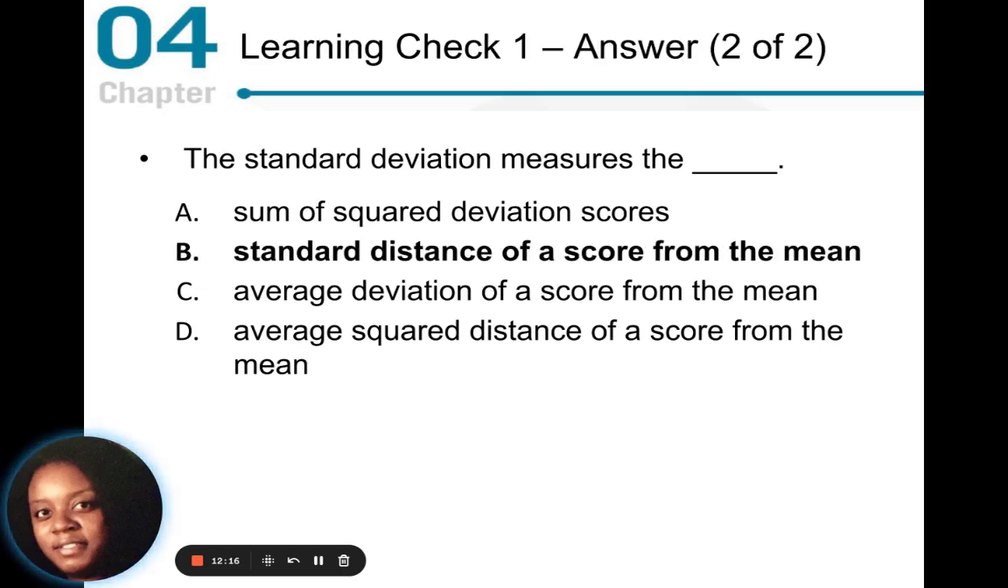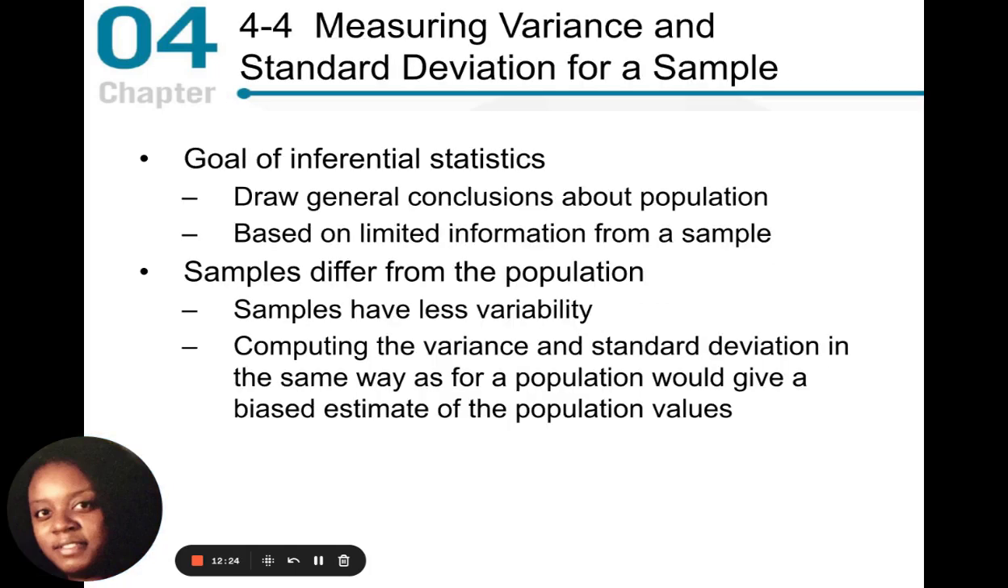And that standard deviation is going to help us measure the standard distance of a score from the mean. When we want to measure variance and standard deviation for a specific sample, which is the goal of inferential statistics, we can do that to draw conclusions about the populations and to make a basis of limited information from a sample. Samples, we know, can differ from the population. We try to make them as representative of the population as possible, but they can differ.